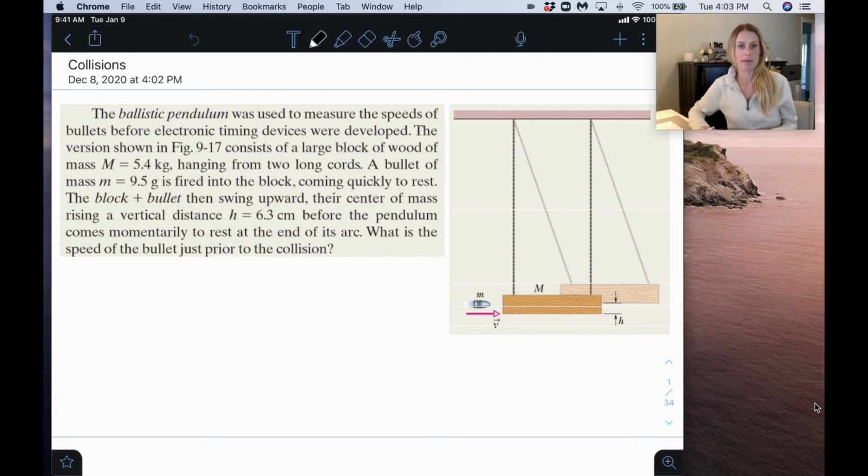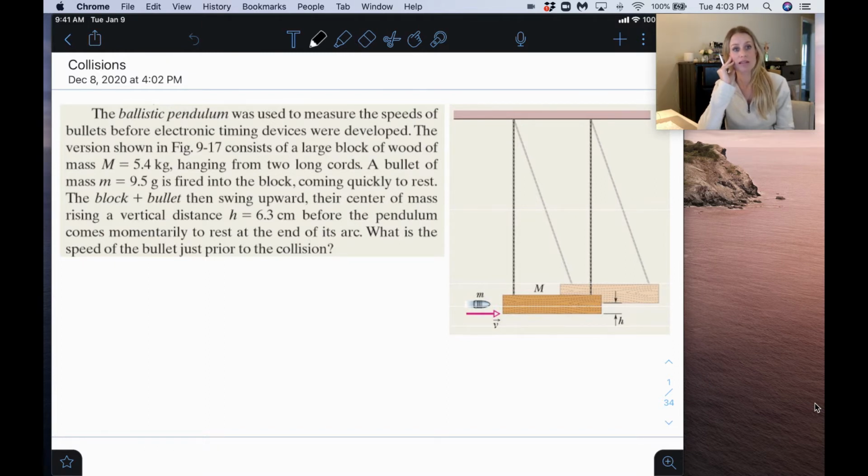So here's our first example for collisions and conservation of momentum. We have a ballistic pendulum, which was used to measure the speeds of bullets before electronic timing devices were developed. The version shown in this figure consists of a large block of wood of mass big M equal to 5.4 kilograms hanging from two long cords.